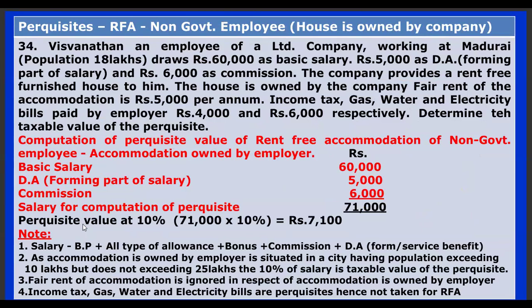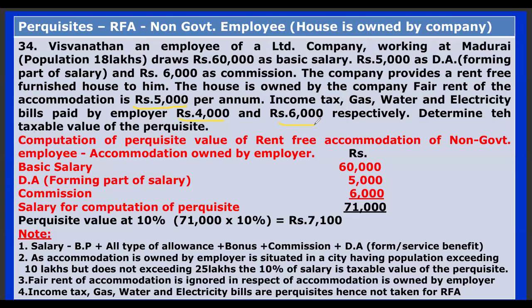Vishwanath is an employee of a private company working at Madurai, where the population is 18 lakhs. His salary is 60,000 and 5,000 is DA. He has 6,000 commission. The company provides him a furnished house at 5,000 per annum. Gas, water and electricity bills paid by the employer are 4,000 and 6,000. We have to decide the value of perquisites.